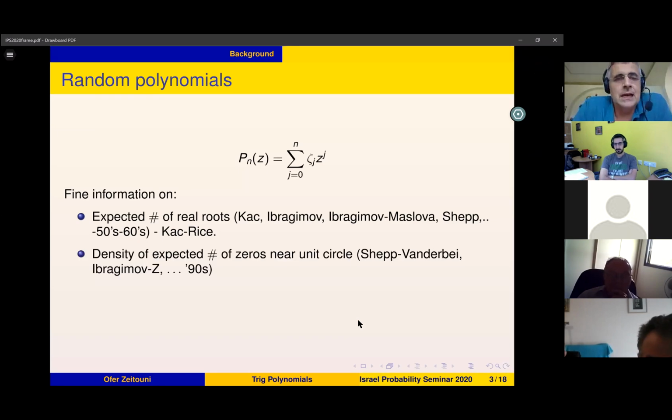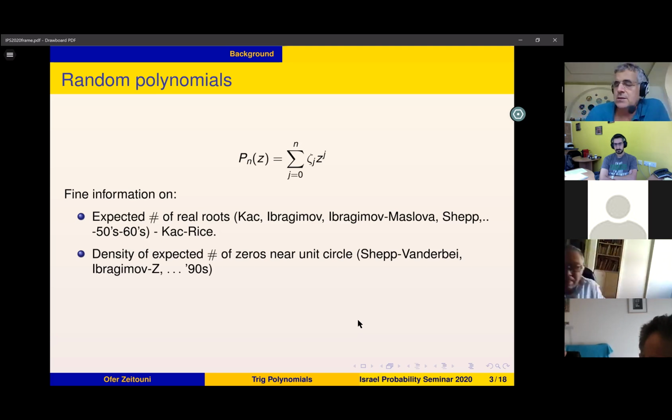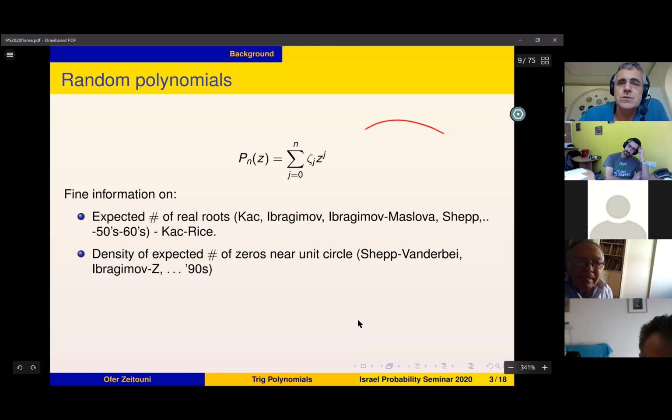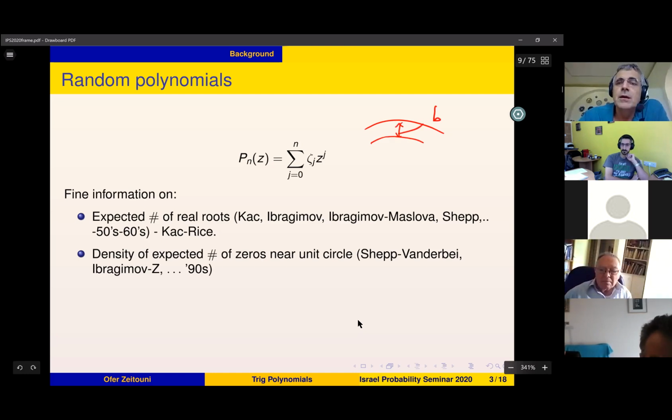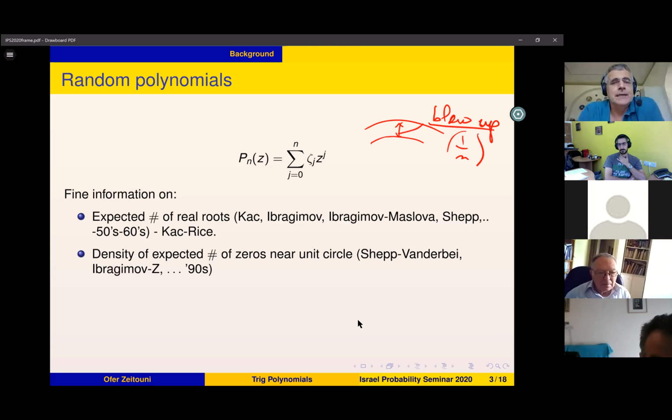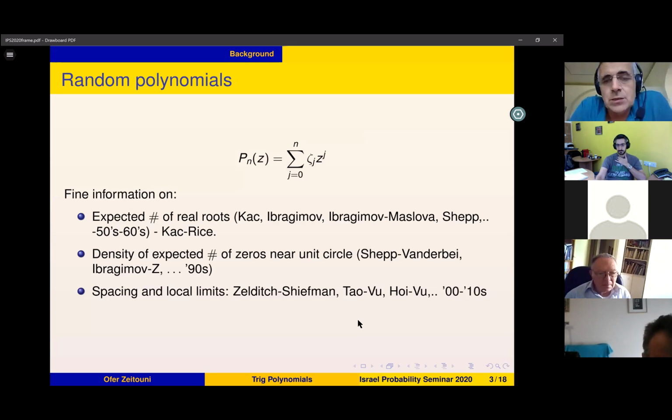There are results that came later, although mathematically they could have come early, which have to do with the density of the expected number of zeros near the unit circle. We know that the zeros converge to the unit circle, but you can blow up, and the natural scale is of order 1/n. When you blow up like that, you can ask about the density of the expected number of zeros near the unit circle. You can ask questions about the point process after you did this blow up.